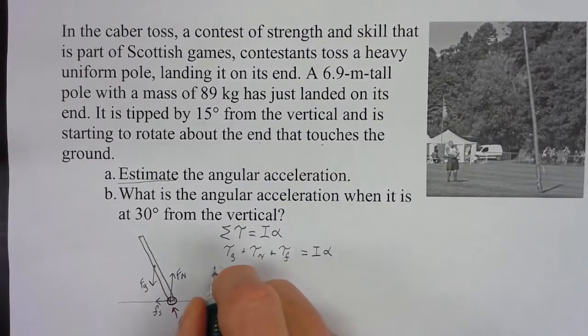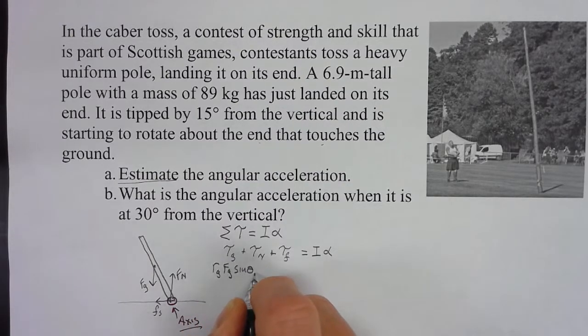So the torque from gravity, that's R for the gravity, that's the force of gravity, and that is the sine of theta for the gravity. That sine of that angle is the angle between R and F. Then likewise we have the same thing for the normal force.